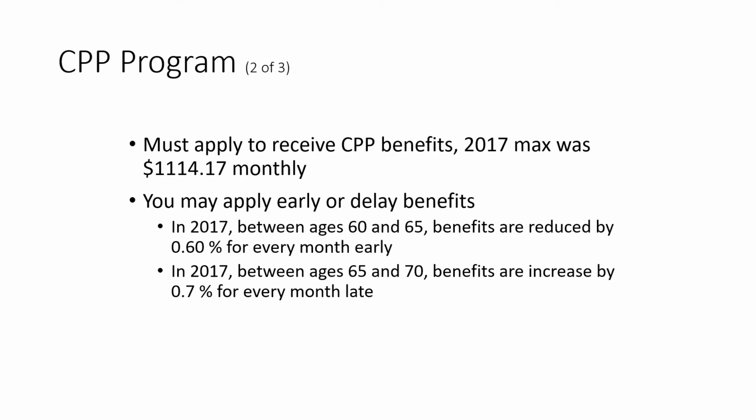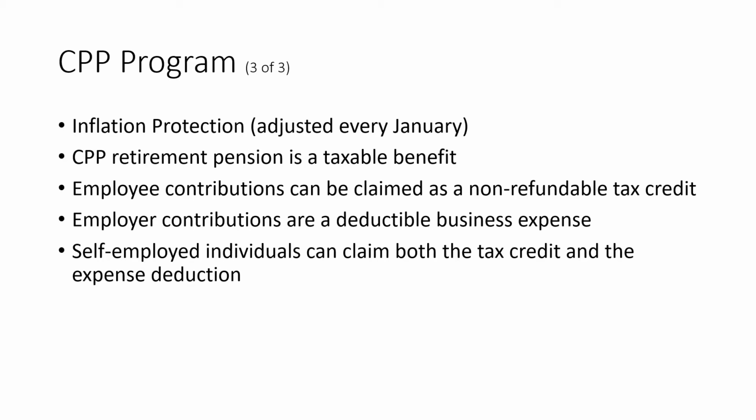You must apply to receive CPP benefits. 2017 maximum benefit was $1,114 per month. You may apply early or delay benefits. In 2017, between age 60 and 65, benefits are reduced by 0.6% for every month early. Between age 65 and 70, benefits are increased by 0.7% for every month late. CPP program is inflation protected. It is adjusted every January.